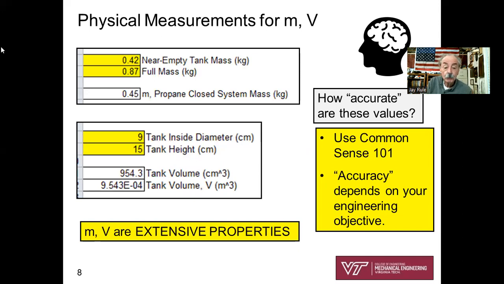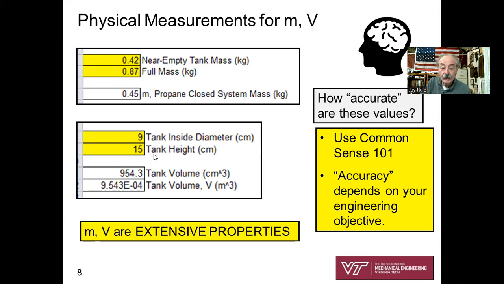Physical measurements. We measured the nearly empty tank mass was 0.42 kilograms. The full tank, steel tank plus the propane, 0.87. So by subtraction, we've got 0.45 kilograms of propane in our tank. That's m, little m, that's the mass.